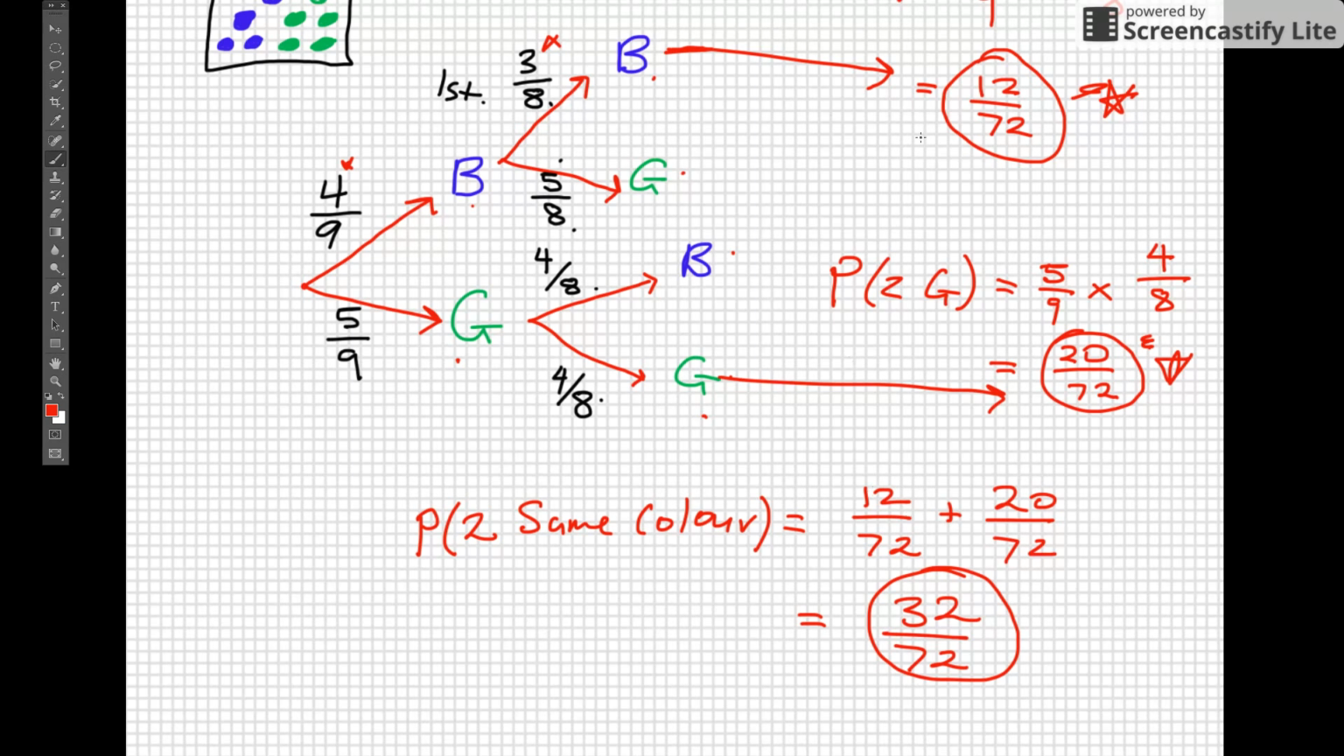Now this method here of adding 2 separate branches together is the same whether it was with replacement or without replacement. The difference for with and without replacement comes down to this set of branches here, where we have one less thing than we did before.